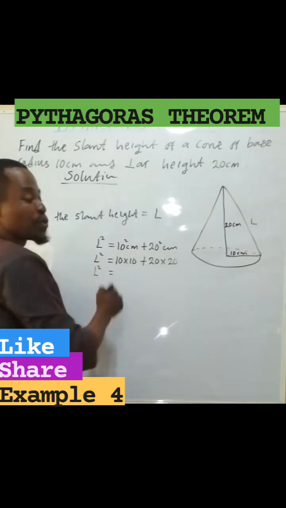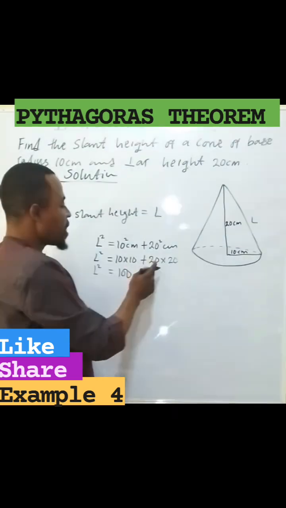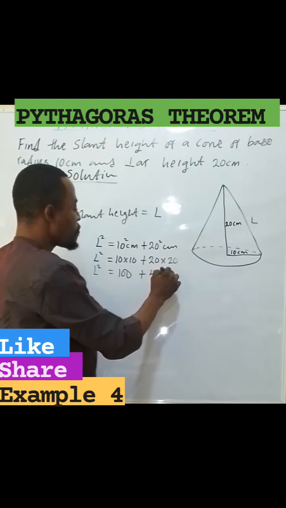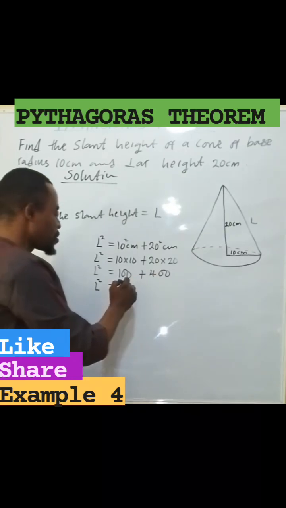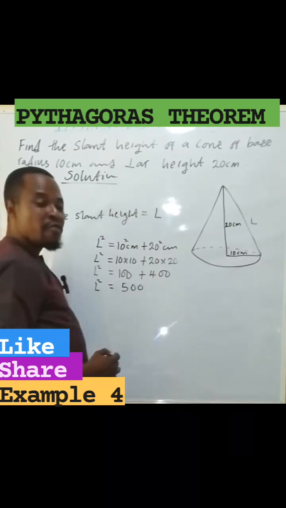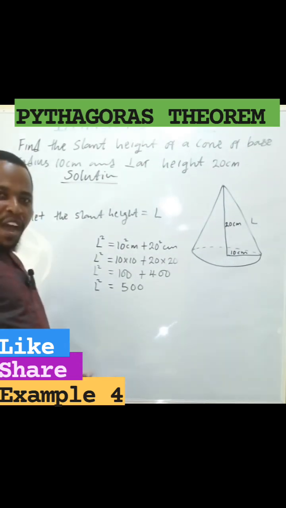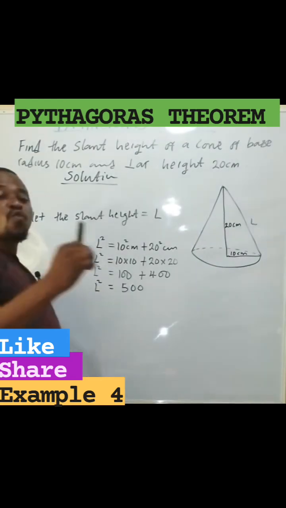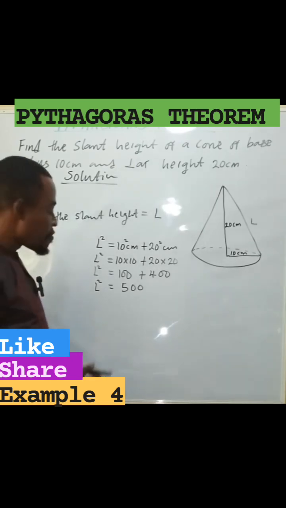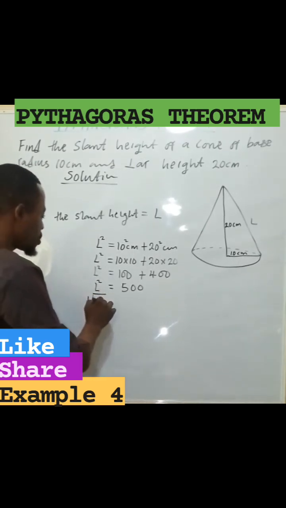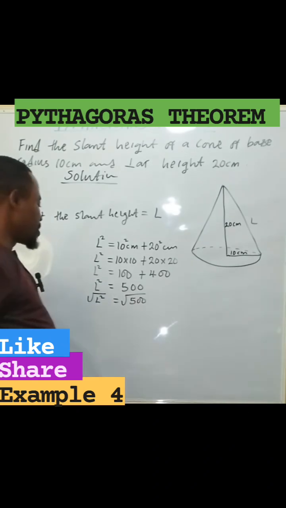L squared equals to 10 times 10, viewers, it will give us 100, plus 20 times 20, it will also give us 400. So which means L squared equals to 100 plus 400. It will give us 500. Are we together? So as we now have it like this, viewers, the next thing we are going to do is we are solving for single L and we have L squared. So which means we are going to take square root of both sides. It will now give us square root of L squared equals to square root of 500.